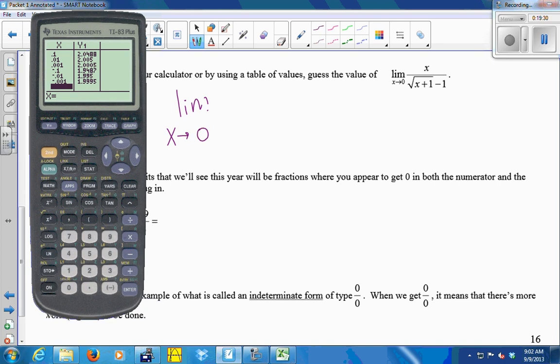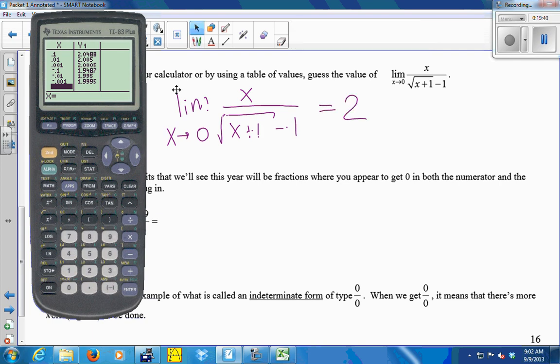Okay, so we're going to say that the limit as x approaches 0 of x over square root of x plus 1 minus 1 is 2, even though we can't plug 0 into that function, right? If I try to just type in a 0, I get an error. I can't divide by 0. So this case is a little bit different than the last example because you can't just plug in. We actually have to look at what value the function is approaching. You can't tell what value the function is at 0.